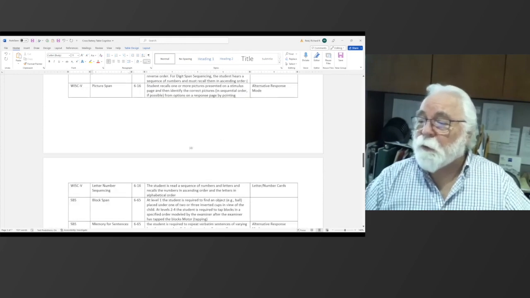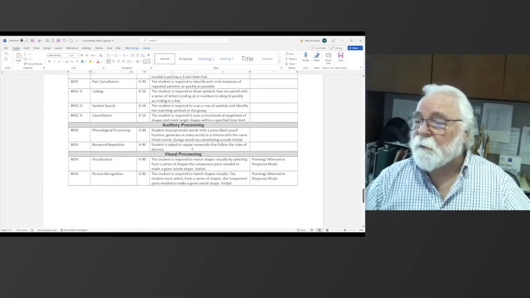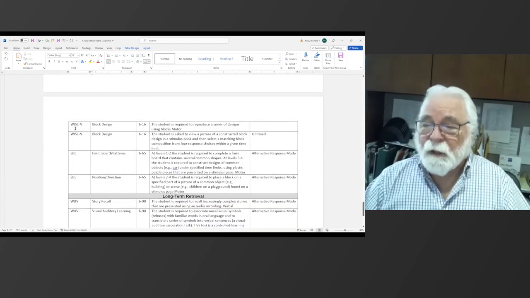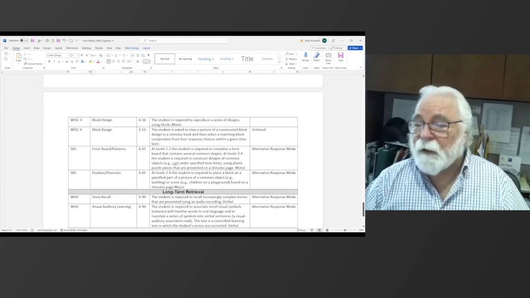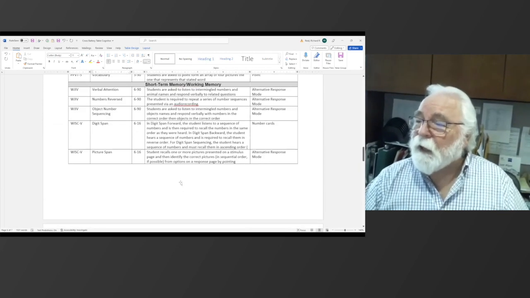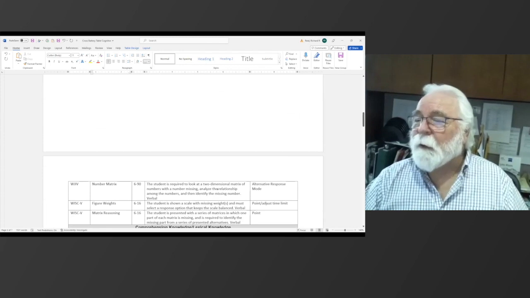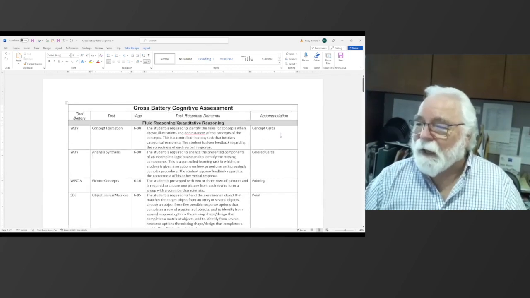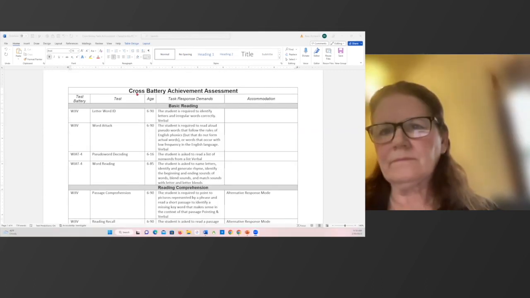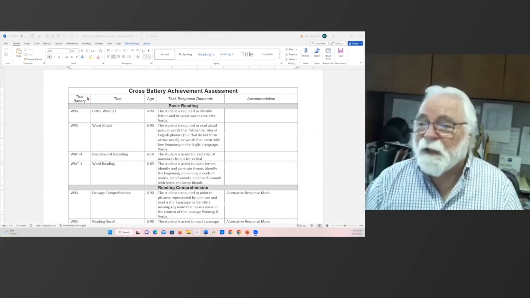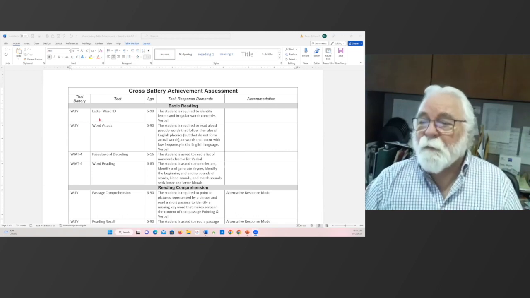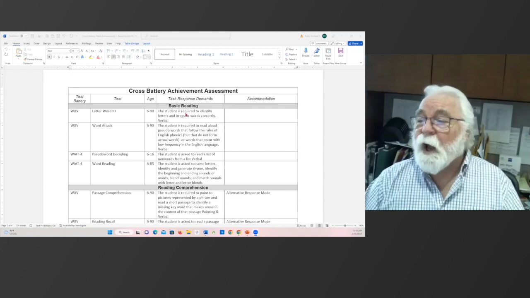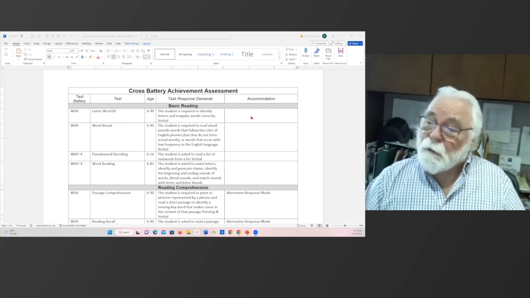Then I go through the 7 areas that are measured by the Woodcock-Johnson, but I also include other tests like the Wechsler scales and the Stanford-Binet. On the right, I started to put in a couple of accommodations that I've used in the past. This is the same thing, except it looks at achievement tests. What's the test battery? What's the name of the test? Letter word ID. What does the student have to do?